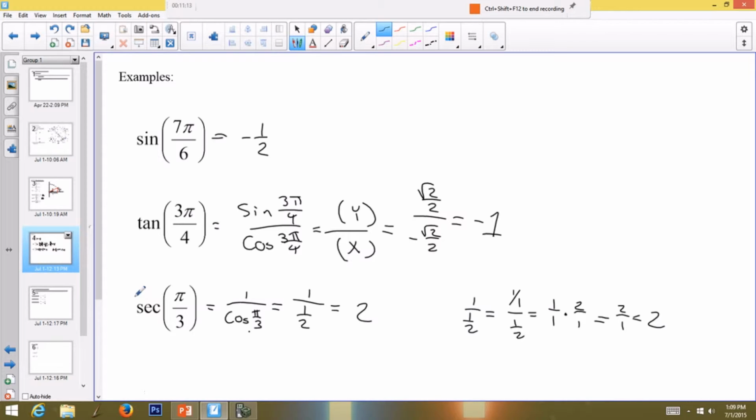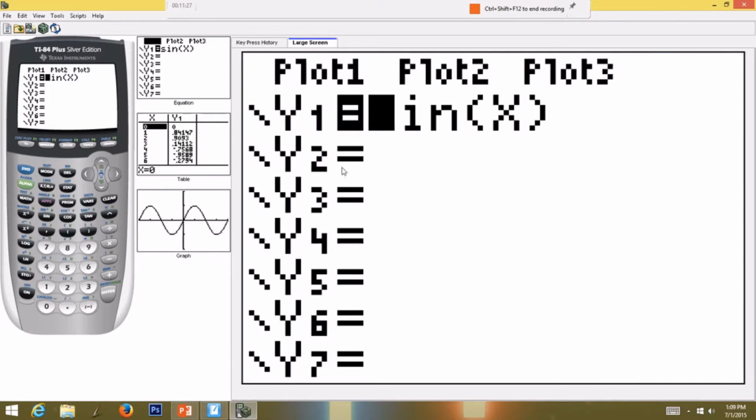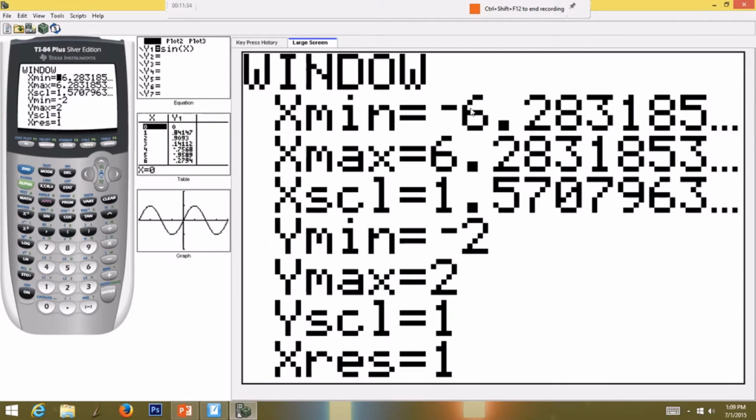Okay? Now, let's talk about inverse trig functions. You're going to use your inverse trig functions to figure out what the angle measures are. I'm not going to take a whole lot of time to go over it, but I'm going to show you the graph of the sine function over negative 2 pi to 2 pi. Remember, pi is 3.14, so 3.14 times 2 would be 6.28. So from negative 2 pi to positive 2 pi, and this is pi over 2.